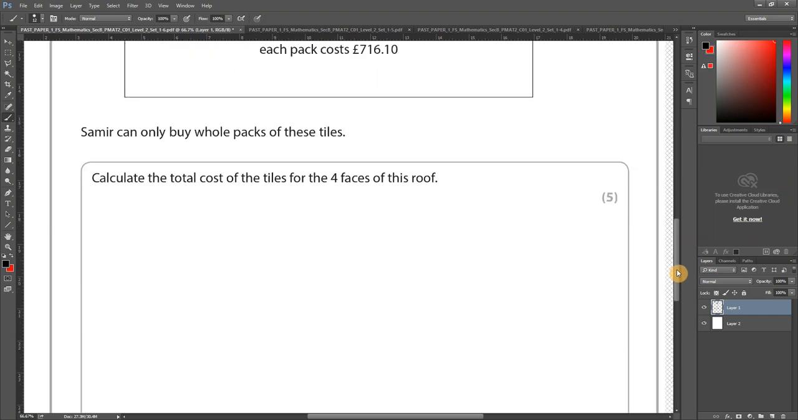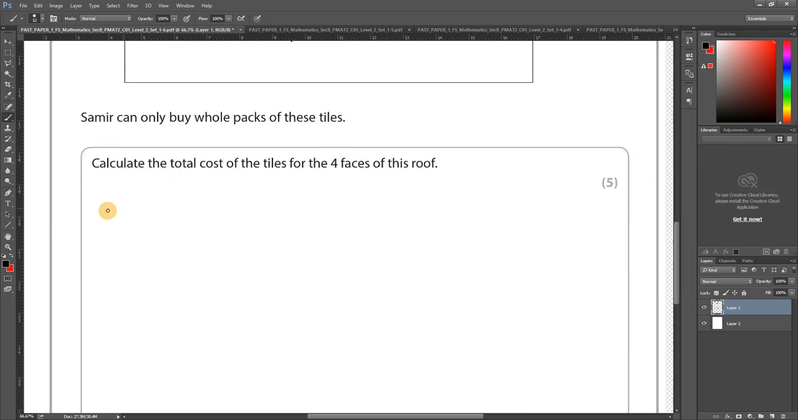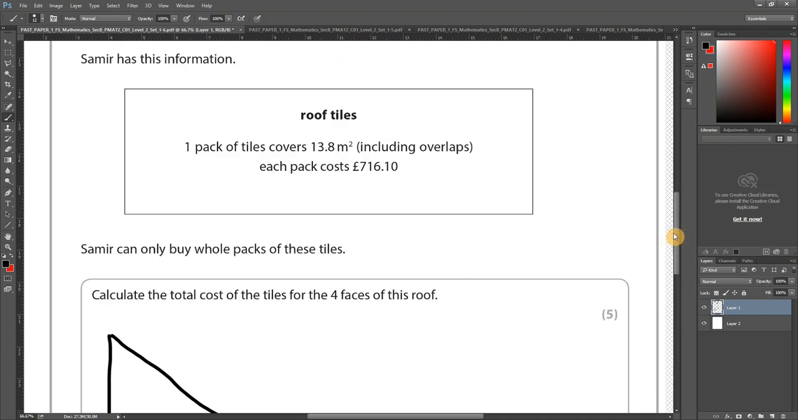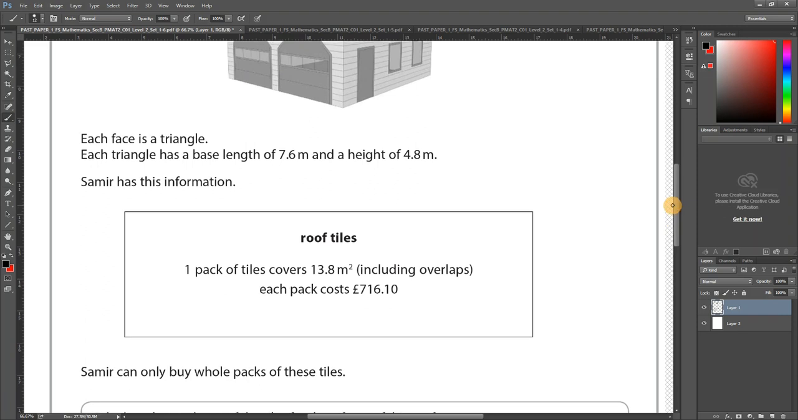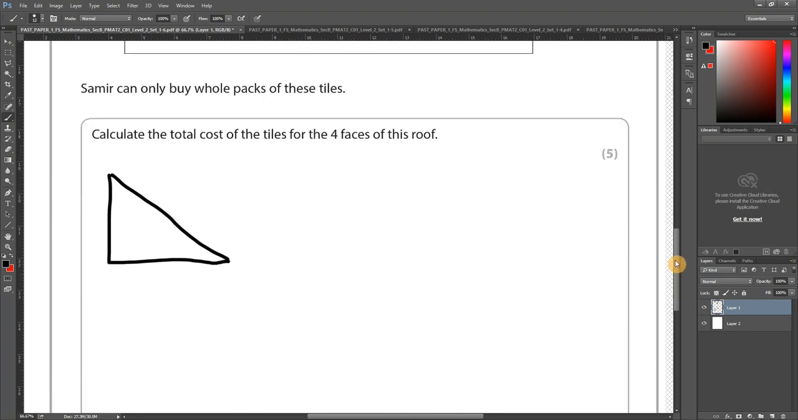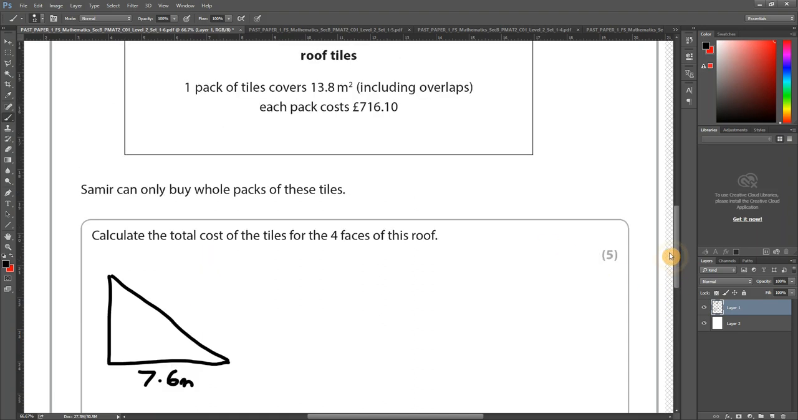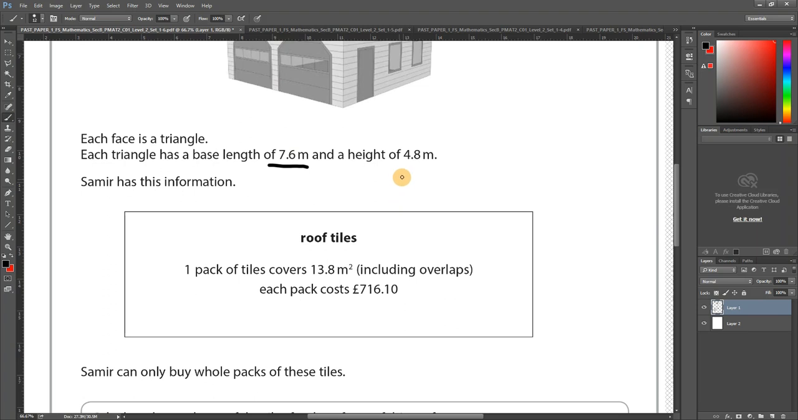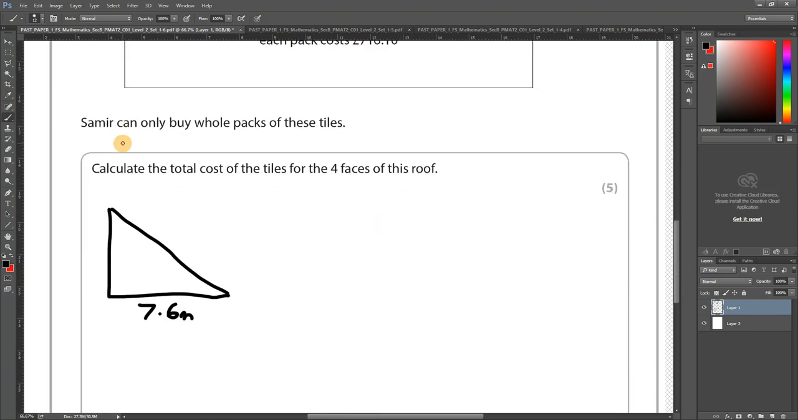So let's draw what they're talking about. Let's draw one of these triangles. Let's say this is one of my triangles. I know it's not necessarily going to be this shape, but all I need is the base and the height. So they said that the base was 7.6 meters, so that's 7.6. And the height was 4.8 meters. So that's 4.8 there.